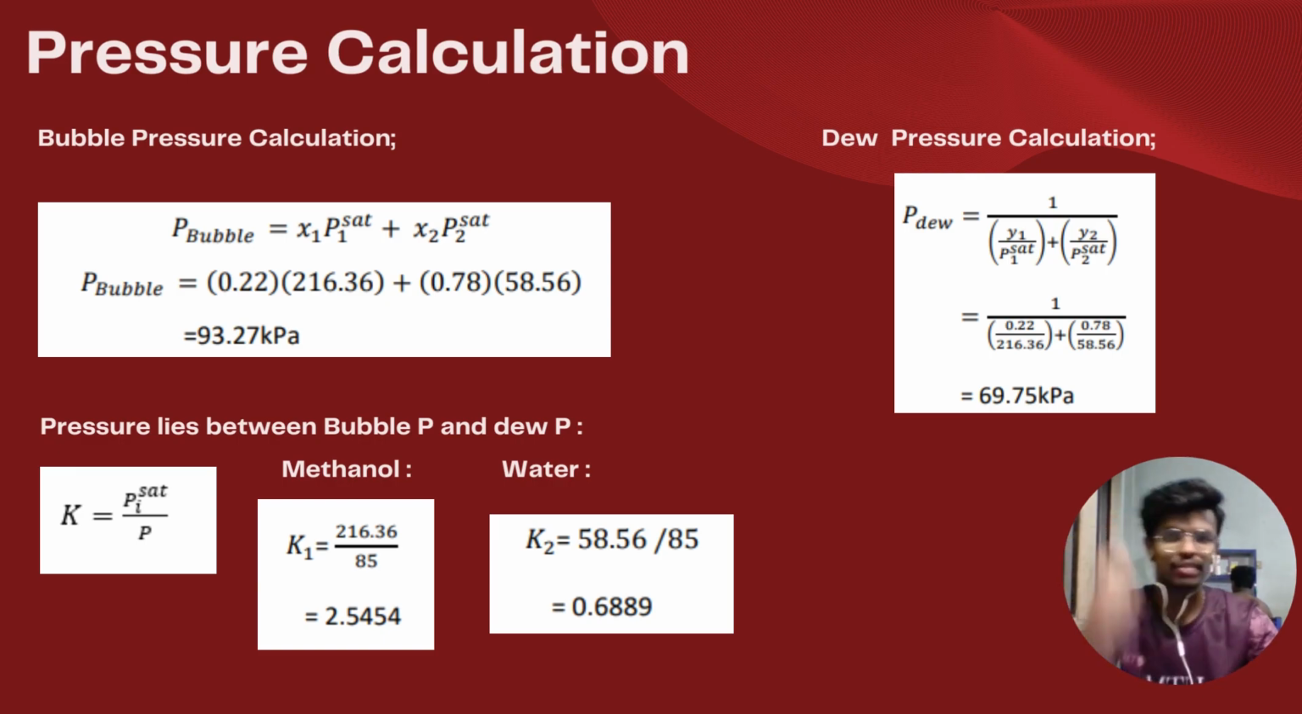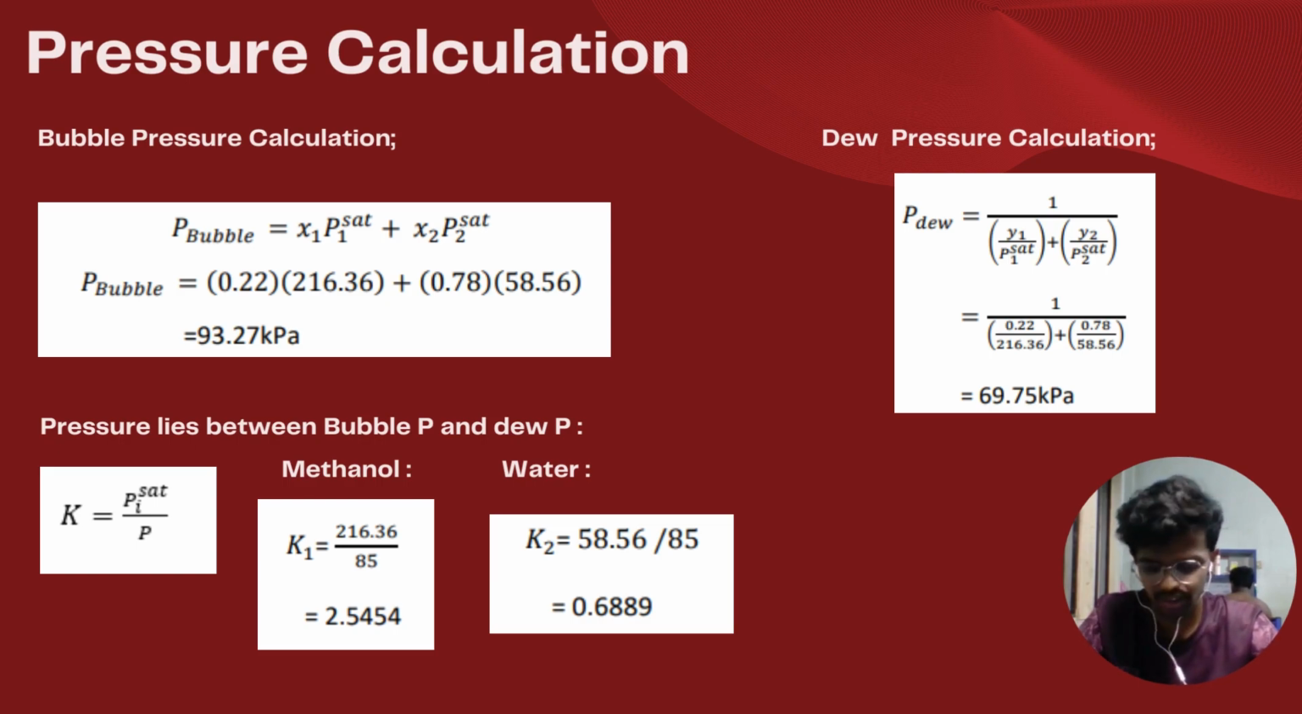Alright, for the next calculation, we will be performing the bubble pressure calculation. For the bubble pressure calculation, we will assume Zi equals Xi. X indicates the composition for each substance that we estimated at the early stage of the project, 0.22 for methanol and 0.78 for water. The vapor pressure for substance 1 as well as substance 2 have been calculated in the previous slide. So for the total bubble pressure, we get 93.27 kPa.